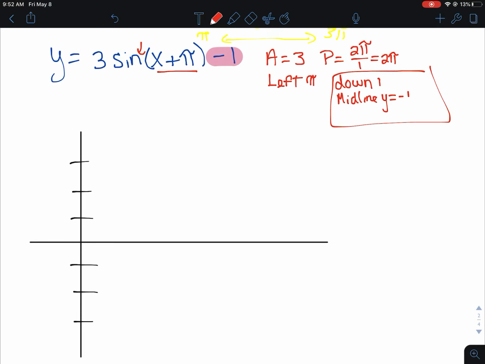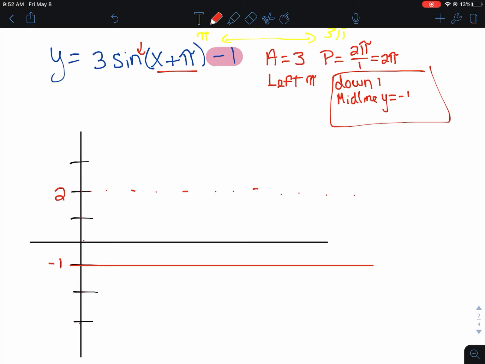Again, first thing you start with is your midline. If you have a midline change, you want to do that first. So our midline is at negative 1. So I'm going to redraw that in. That's going to be the focus for my graph, okay? The center piece. So now if the amplitude is 3, from negative 1, I have to go up 3 spaces. 1, 2, 3. And so the top of my amplitude is at 2.